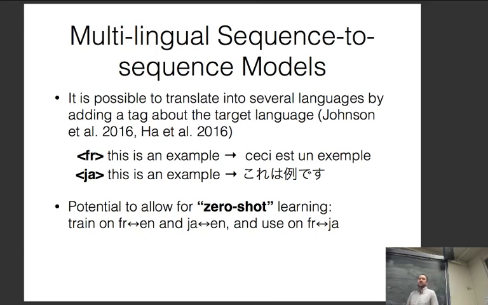Interestingly, this allows for zero-shot learning. So zero-shot learning is basically where you have data for French-English and Japanese-English, for example, but you could use it to translate between French and Japanese. So you train a French-English system, an English-French system, a Japanese-English system, an English-Japanese system, and then you just take in a French input and say translate this into Japanese. And this doesn't work very well. It kind of works. It gives you something that looks like the appropriate target language, but without extra training data, you don't get great results here.